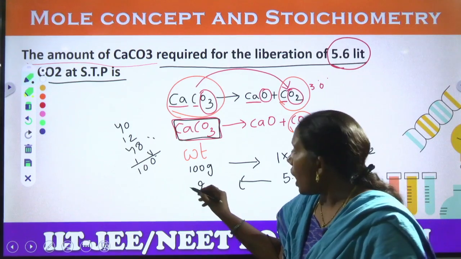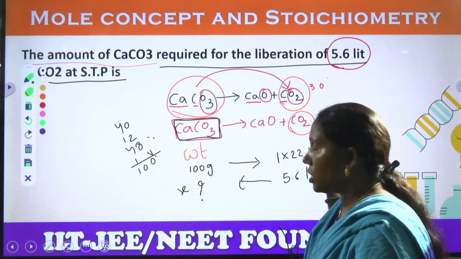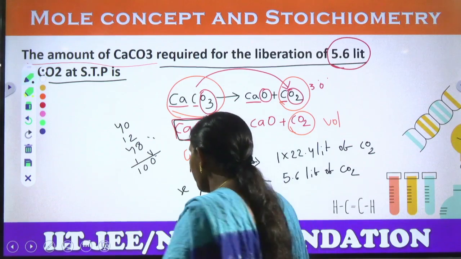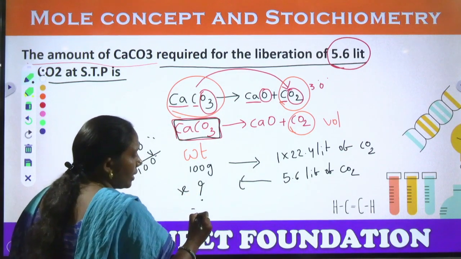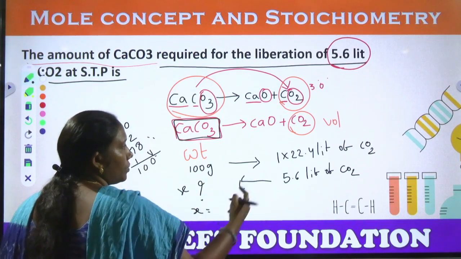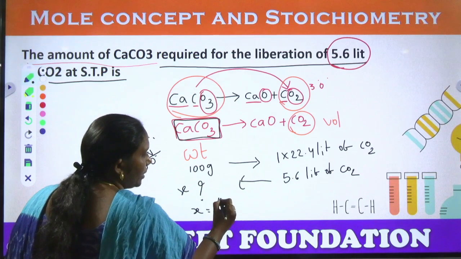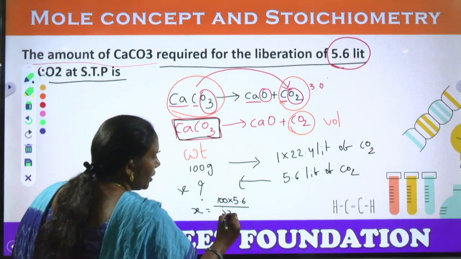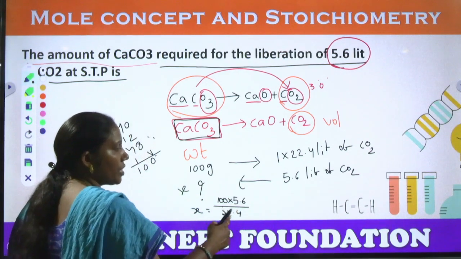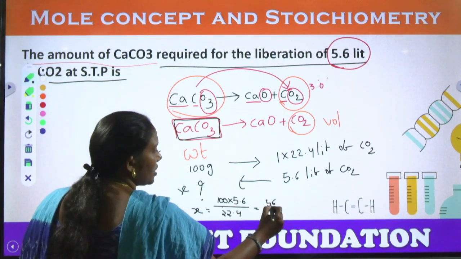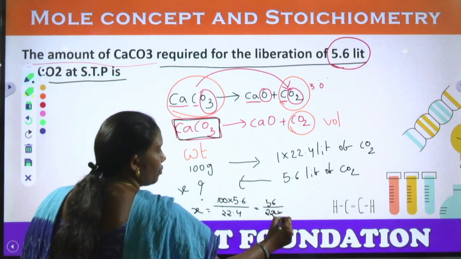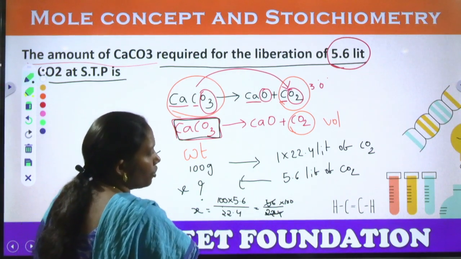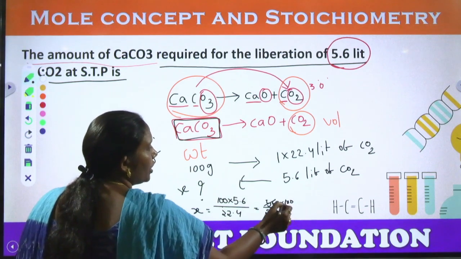5.6 liters requires how much CaCO3? For 100 grams it is 22.4 liters. For 5.6 liters, how much? Just crisscross. So X equals 100 into 5.6 by 22.4. Simply, we can take it as 56 by 224, into 100. Obviously we know how many times: 56 fours are 224. 4 into 100 means 25.